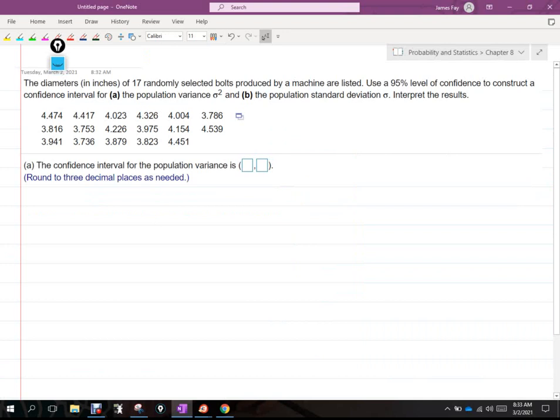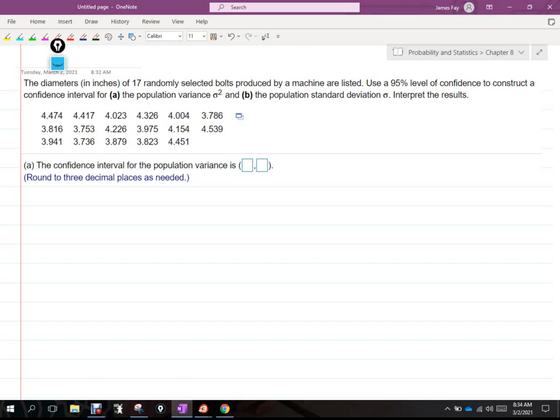All right, so this is question, I think, 4 from 8.4. It says the diameters in inches of 17 randomly selected bolts produced by a machine are listed. Using a 95% confidence level, construct a confidence interval for the population variance sigma squared and the population standard deviation sigma, and interpret the results.